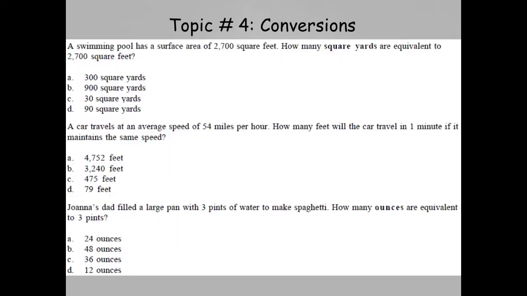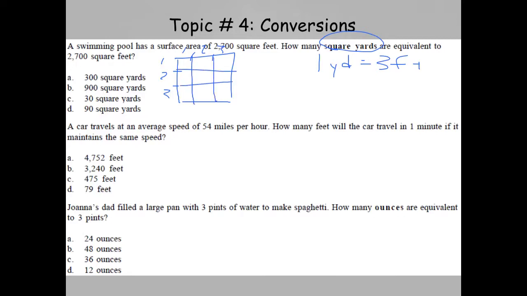Alright, first example: a swimming pool has a surface area of 2,700 square feet. How many square yards are equivalent to 2,700 square feet? Well, if you look at your conversion, you see a simple 1 yard is equal to 3 feet. But when we're talking square yards, you have to be careful, because if this were 1 square yard, we'd have 1, 2, 3 feet here, and it's a square, so it would have the same amount on this side, 1, 2, 3 feet here.